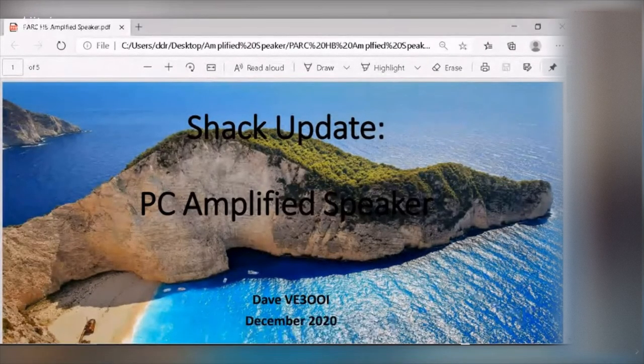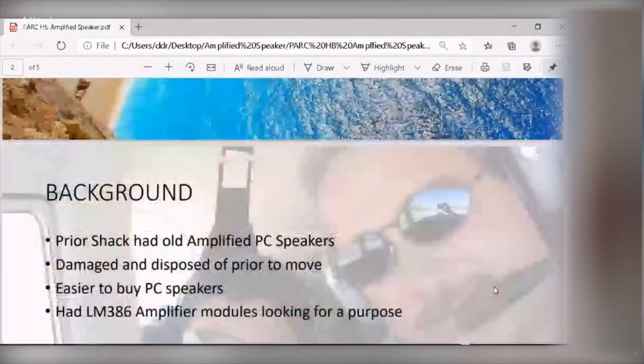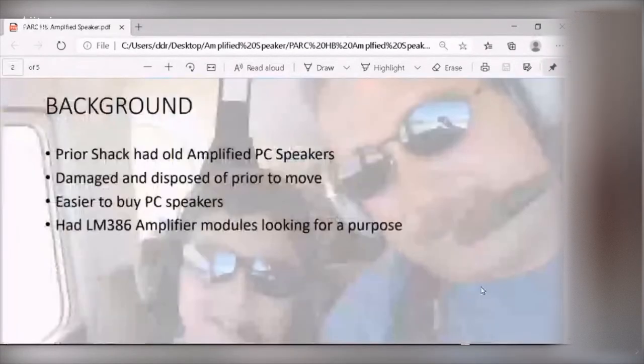Okay, so let me get down here. And so here's the problem. Okay, my prior Shack, I had a computer and I had amplified speakers. So I'm sure we all have some of our PCs have built-in speakers. My desk, it's a desktop or a tower unit that doesn't have PC speakers built in. So I had external speakers that I had plugged in. And at my old Shack, they were ripped. They weren't very good. And I didn't want to pay to move them. So I just chucked them. So it's far easier for me to go out and buy a new set of PC speakers.